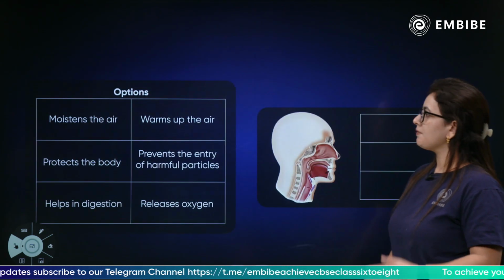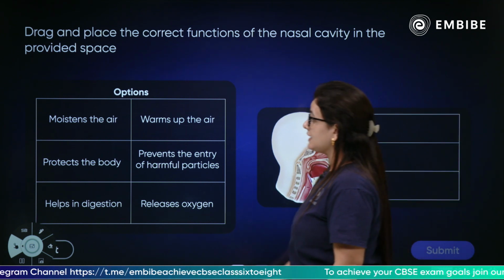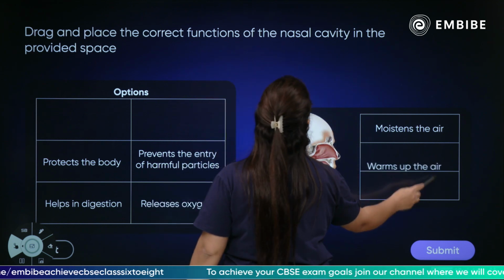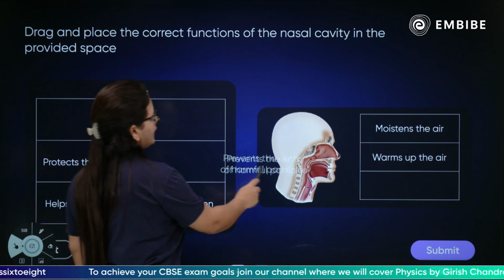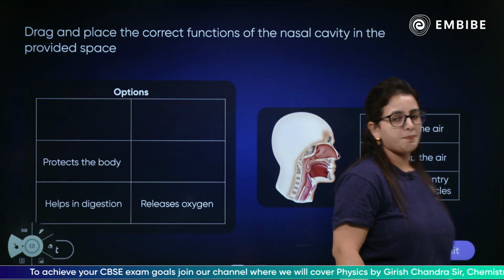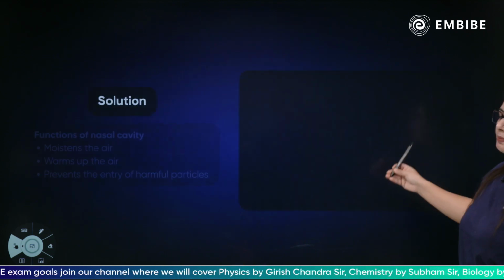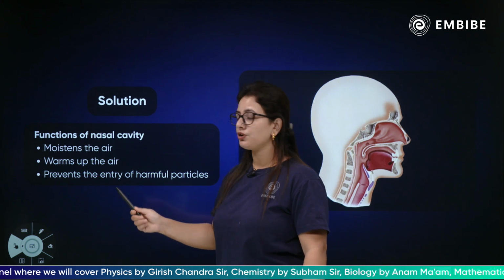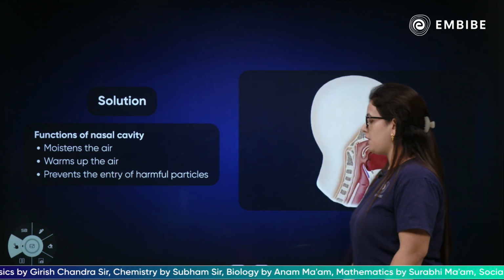As we move forward, next, what are the correct functions of the nasal cavity? It moistens the air, warms up the air, protects the body, helps in digestion, releases oxygen, prevents the entry of harmful particles. Absolutely very simple. The correct options are: moistens the air, warms up the air, and prevents the entry of harmful particles. These are the particular characteristics of the nasal cavity.